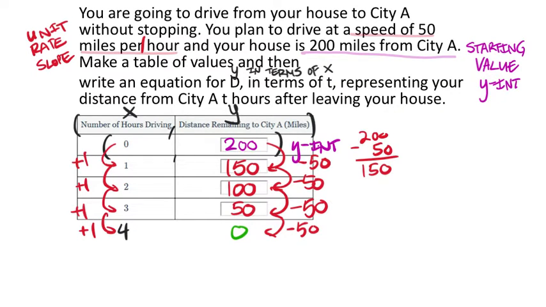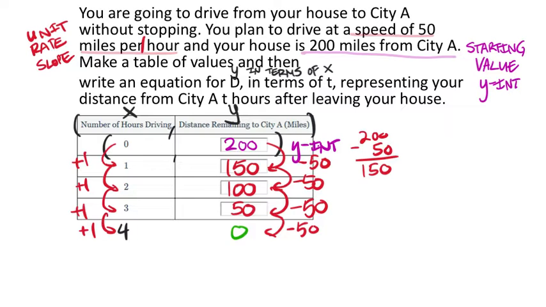So interpreting some of this information, just a little bit of it, if you haven't driven at all, then you'd be at home. Okay, so that's something that you'll want to keep in mind when interpreting some of this stuff. But if your distance remaining to city A is 0, that means your distance from city A is 0, you're at city A. Okay, but again, this ordered pair would tell us it took 4 hours to get to city A. They didn't ask us about that, but they may on the assignment, so just be aware.